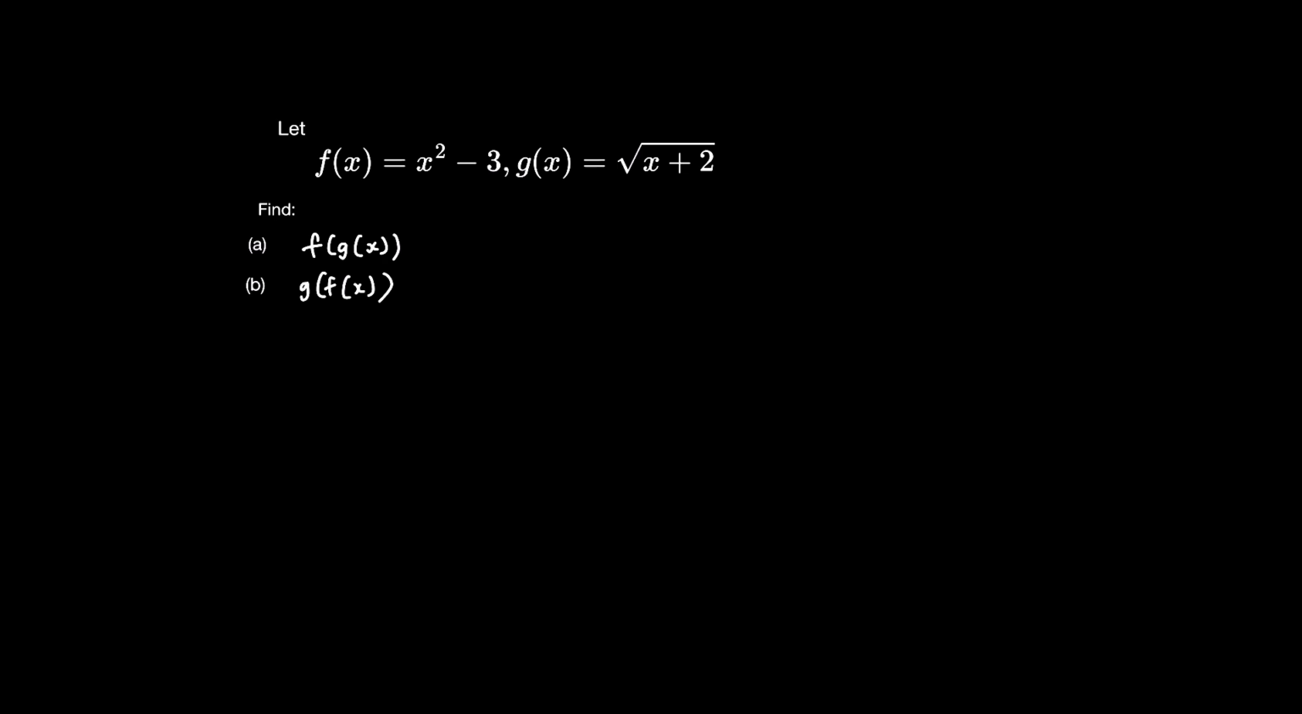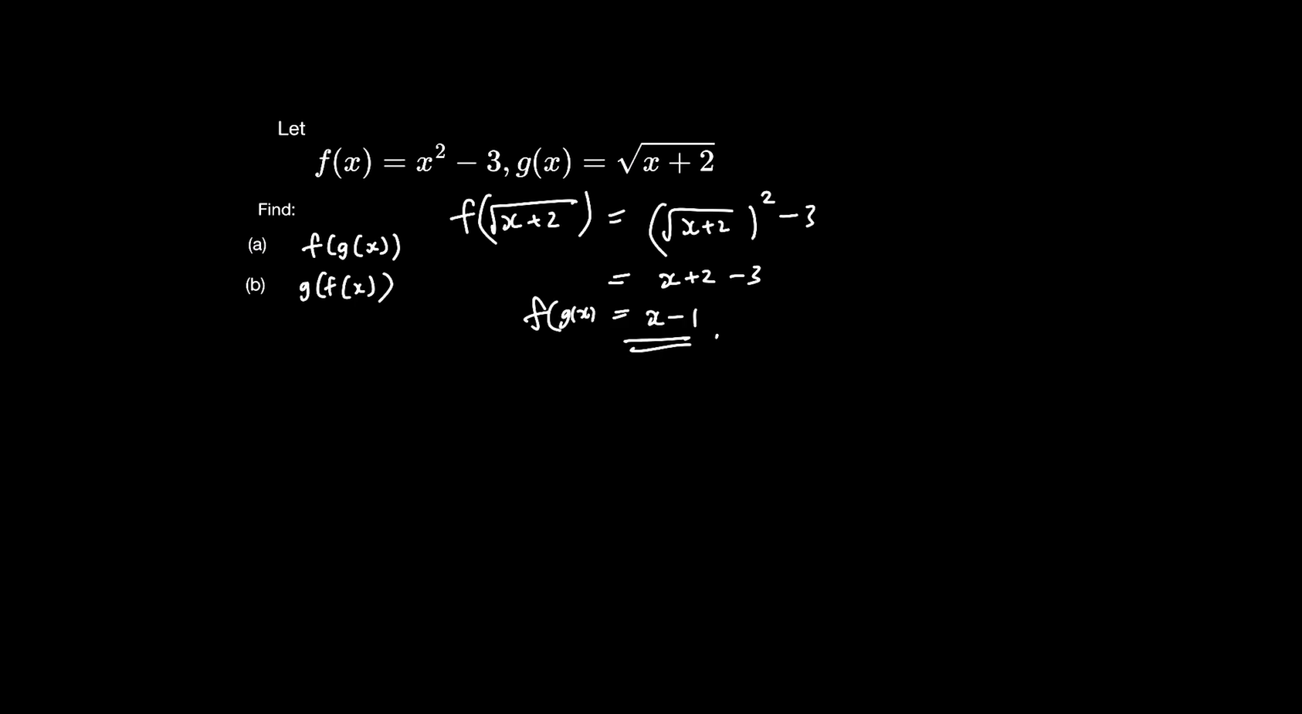All you gotta do is take g of x, which is the square root of x plus 2, and substitute that into f of x. So now we get f of the square root of x plus 2. Once we substitute that in, we get the square root of x plus 2 squared minus 3. Now after expanding the brackets and simplifying, we end up with x minus 1. So f of g of x equals x minus 1.